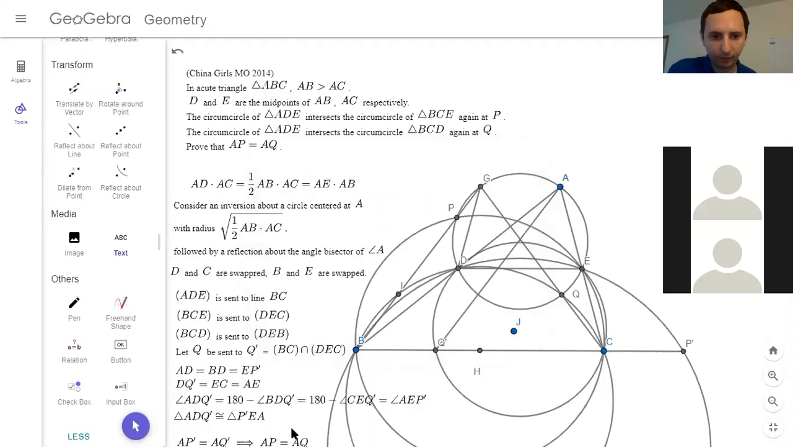Let me think about this for just a sec. So we have AD equals BD is equal to EP prime, because that's an isosceles trapezoid. And then we also have AE is equal to BQ prime. All right, I think this looks good.